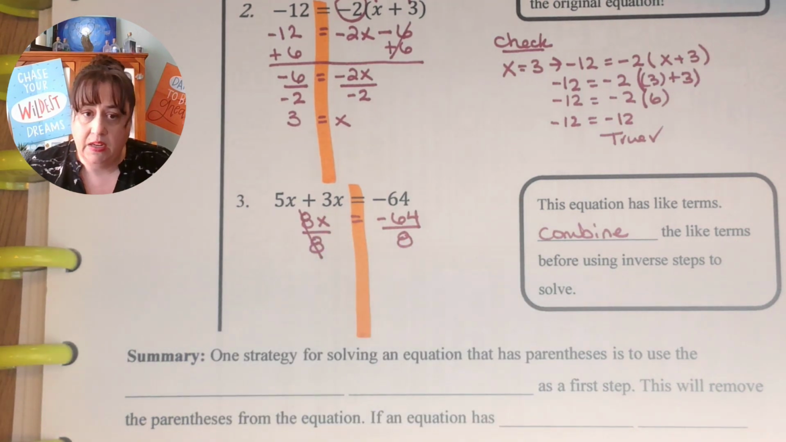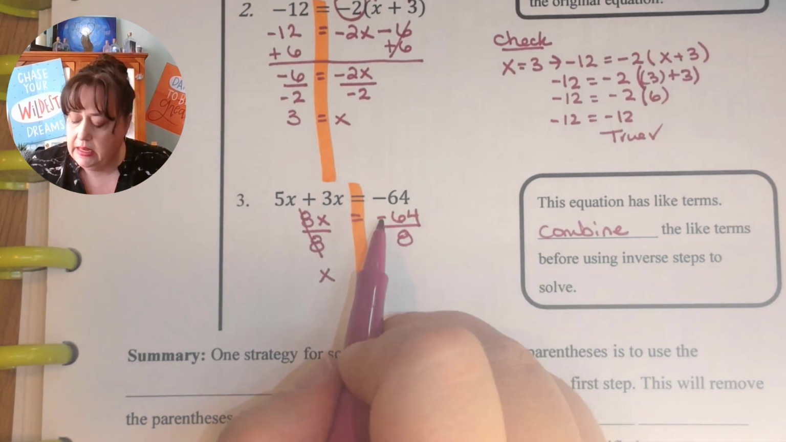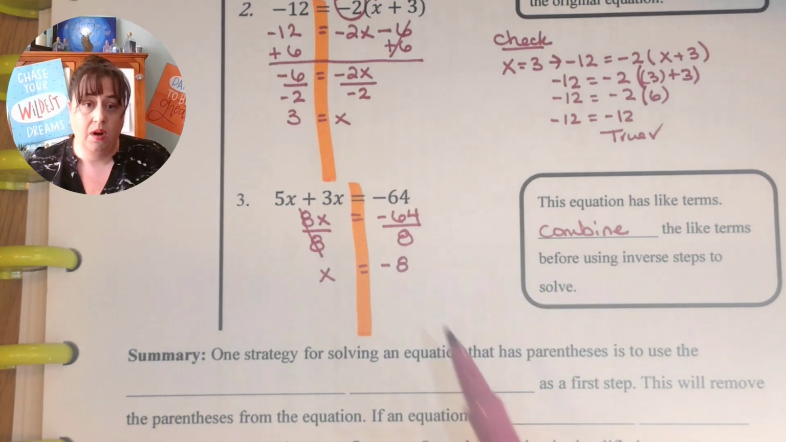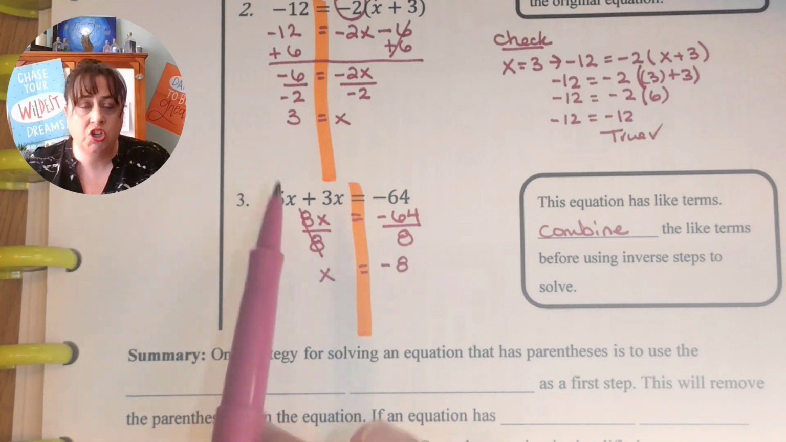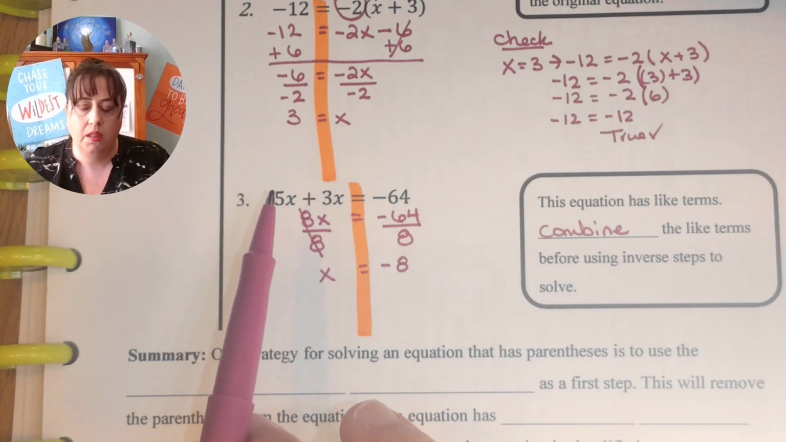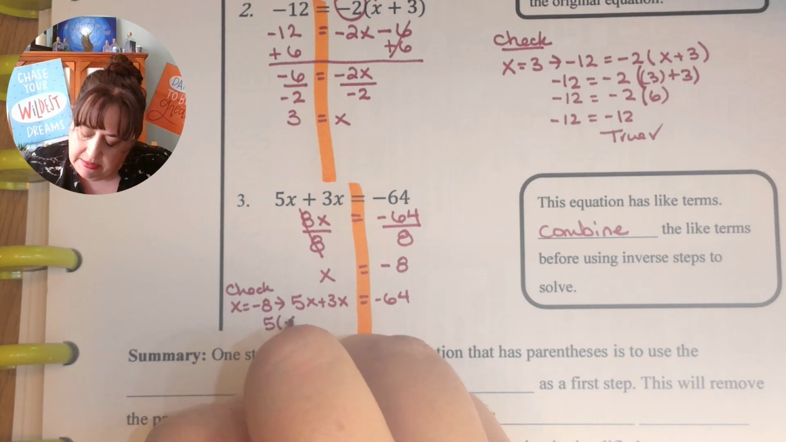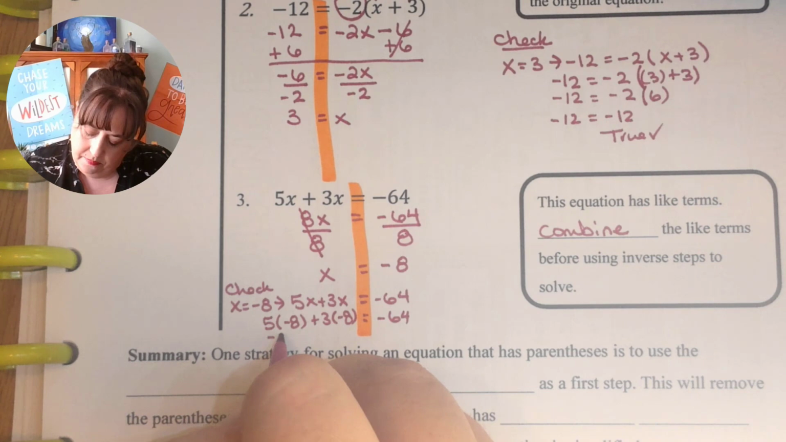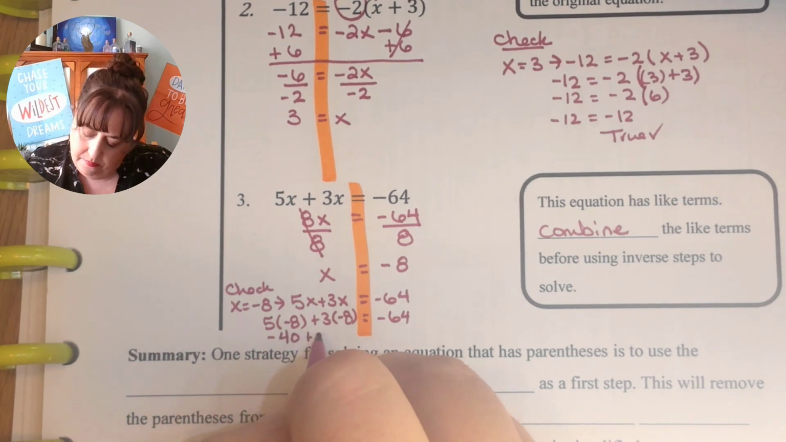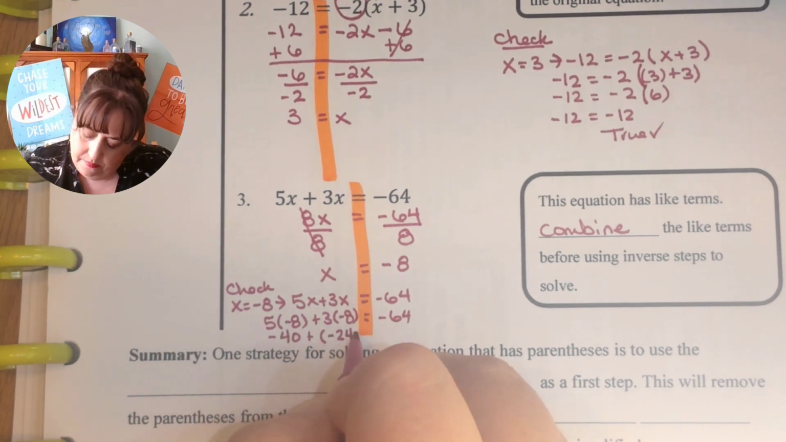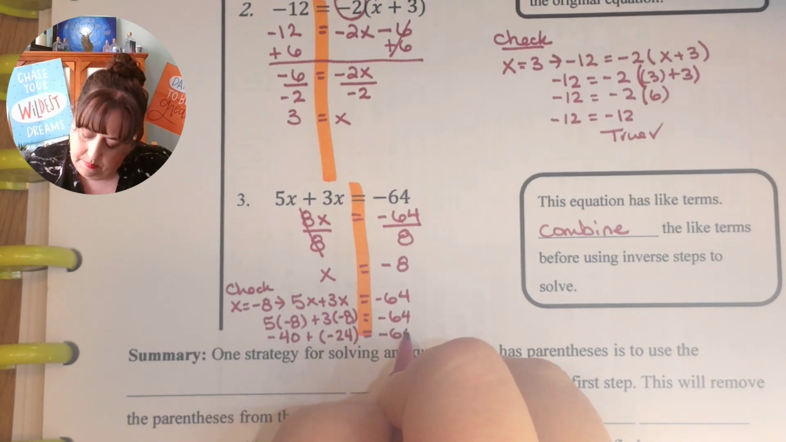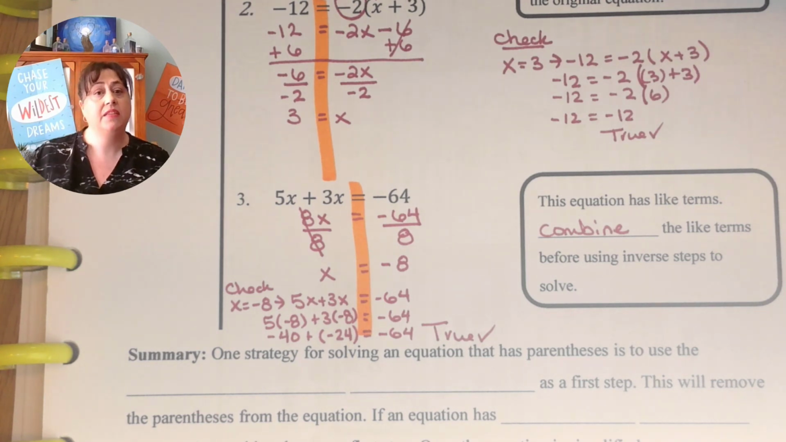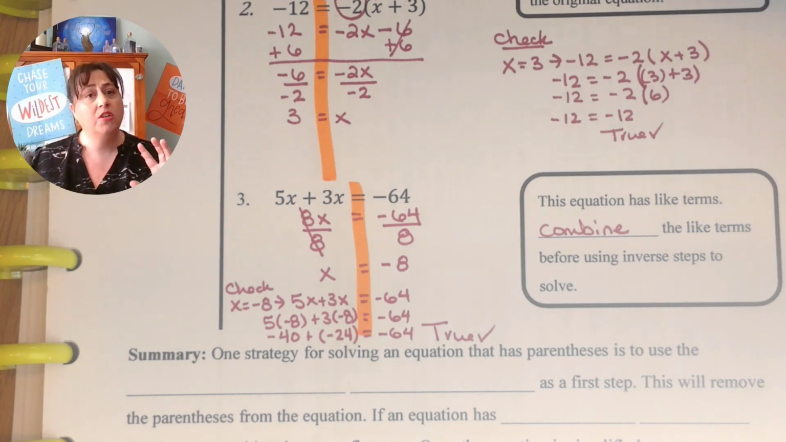8 divided by 8 is 1, so I'm left with x. Negative 64 divided by 8 is a negative 8. Checking my work, you put it into the original equation, not the second one, the original one. So you're going to do 5 times negative 8 plus 3 times negative 8 equals negative 64. This is true. And that is how we solve equations when we have things like terms or distributive property.